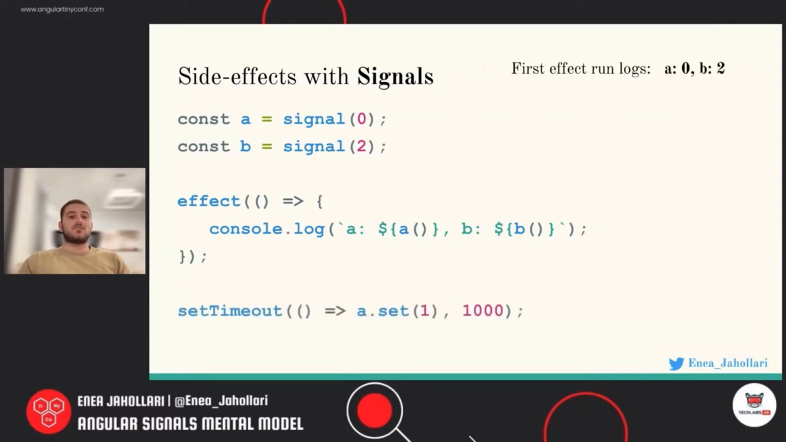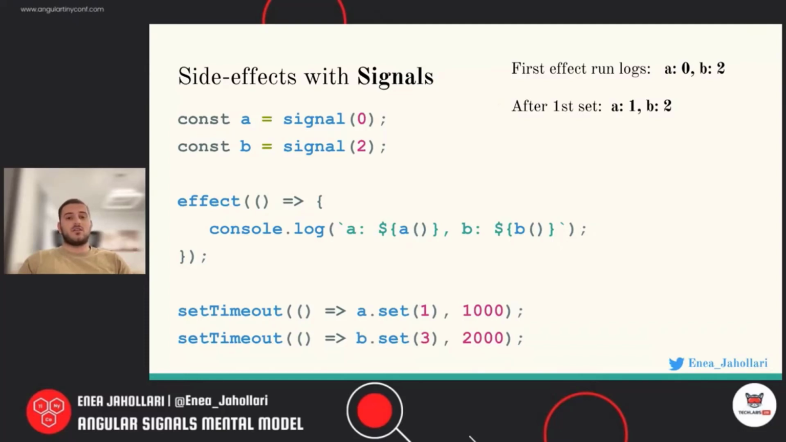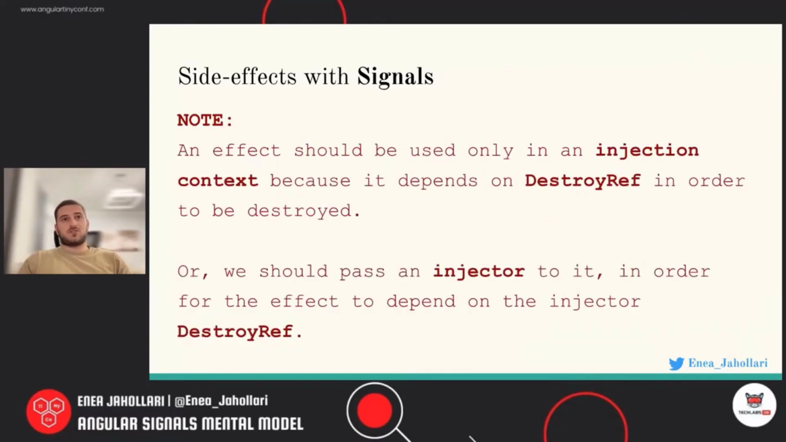Then after some time, we change the value of A to 1. And of course, because the first signal has changed and the effect has A as a dependency, we will see another log that will be A1, B2. Then after some time, B changes, and we will see another log with the new value, A1 and B3. Okay, that's pretty much about effects.